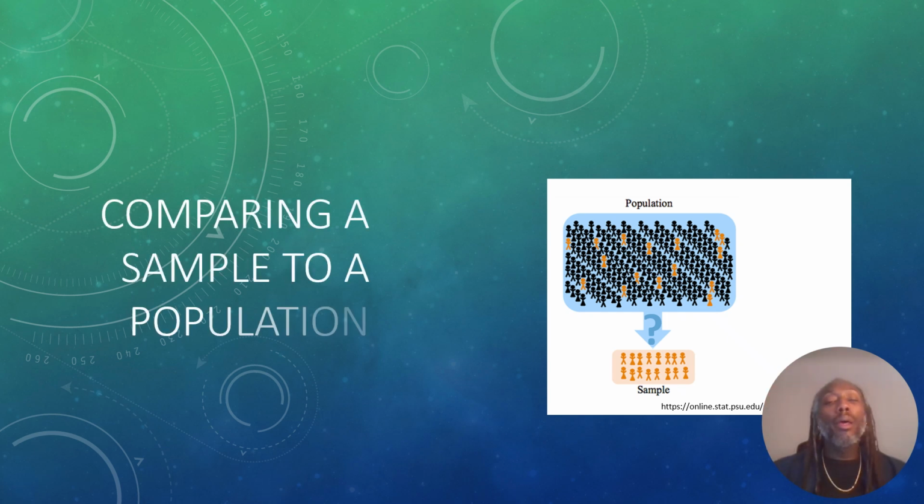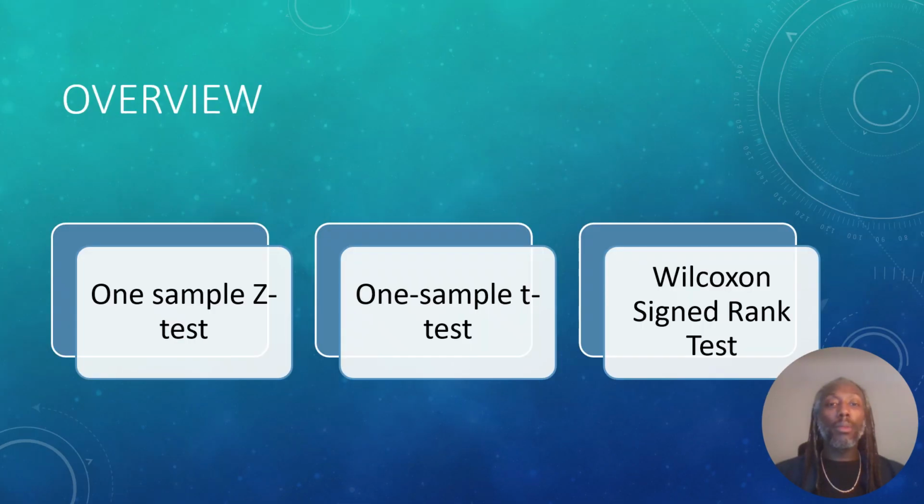Hey folks, in this lecture we're going to be talking about how we go about comparing a sample of data to a population. We'll talk about some use cases for that, and we'll talk about some specific tests that we can use. The specific tests that we'll talk about are the one sample z-test, the one sample t-test, and the Wilcoxon Signed Rank test.